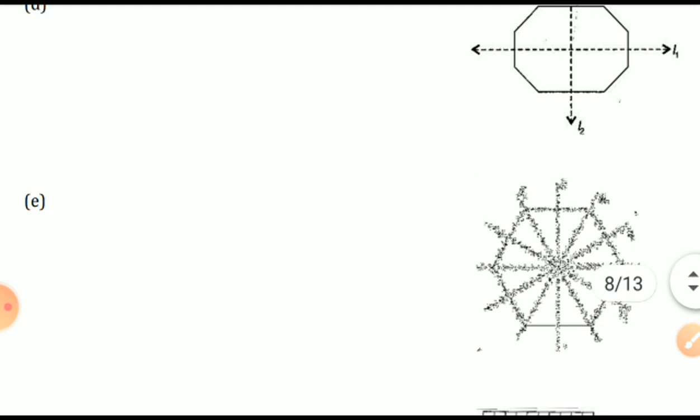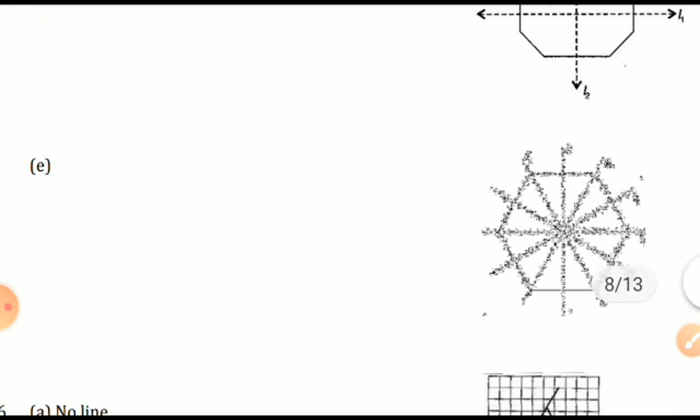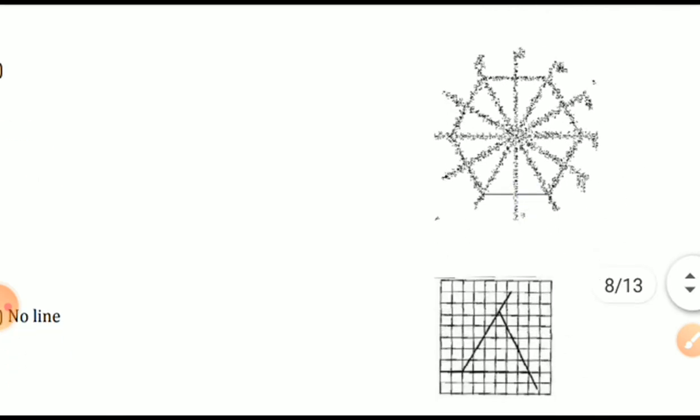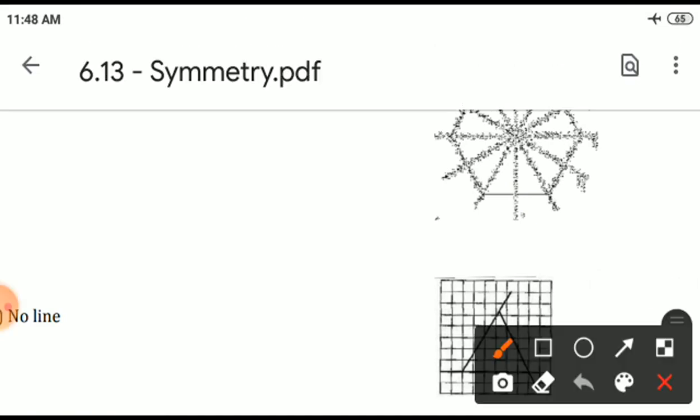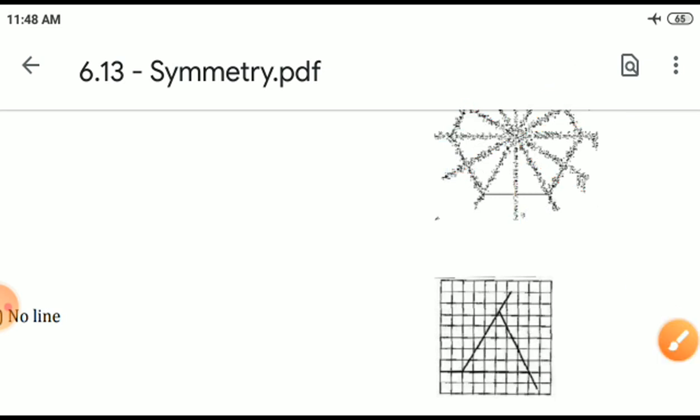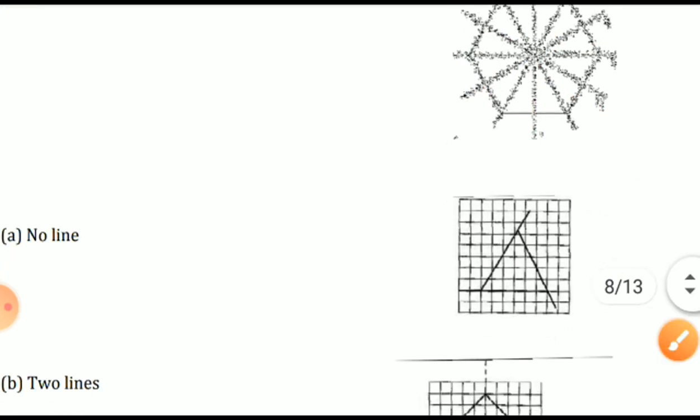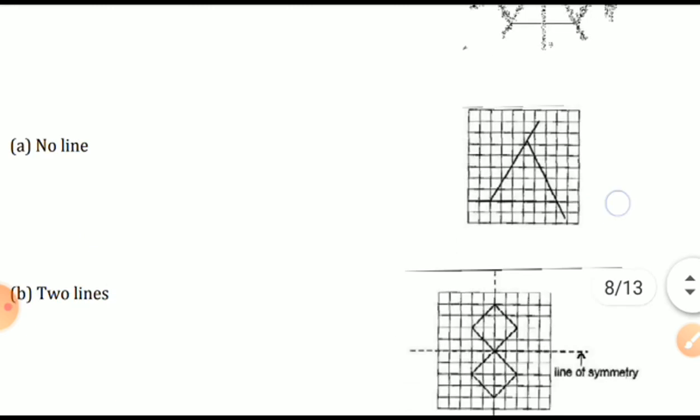Is E also an octagon? It is a hexagon: 1, 2, 3, 4, 5, 6. A regular hexagon gives you 6 lines of symmetry: straight, horizontal, diagonal, and two more. Now what about this one? No line of symmetry can be found in this type of picture, because all the lines extend from the triangle. That's why it is not possible.